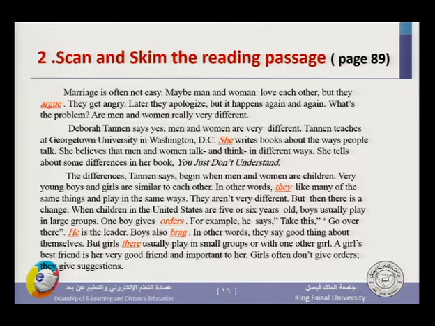You scan the reading passage. So I'll just do a few of these and then you should do this yourself. Marriage is often not easy. Maybe a man and woman love each other, but they argue, they get angry. Later they apologize, but it happens again and again. So if I ask you a question, what does this word they refer to? It refers to man and woman, right? Good. What about she here? Refers to what?